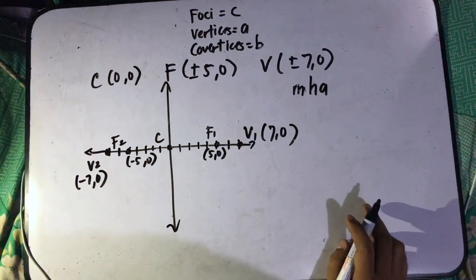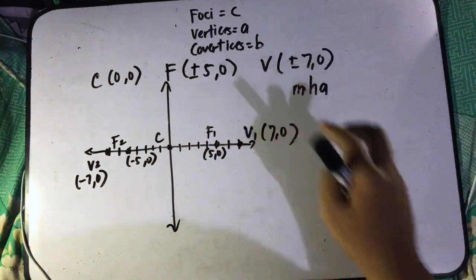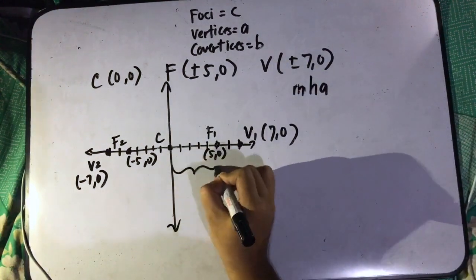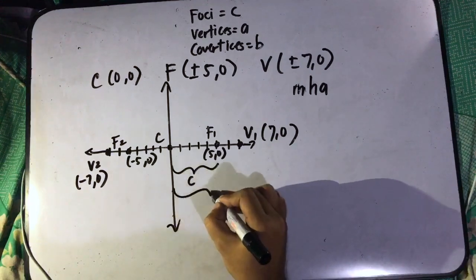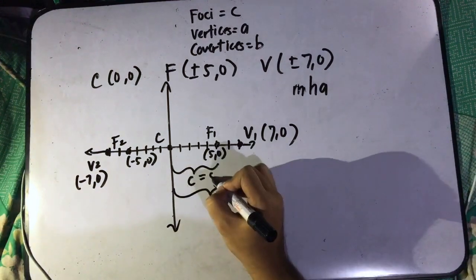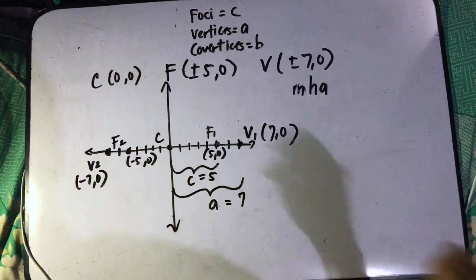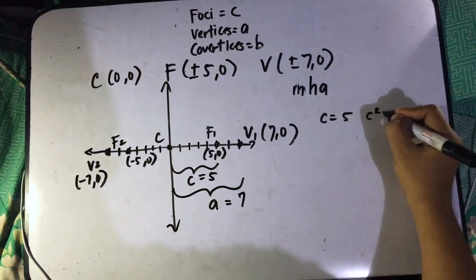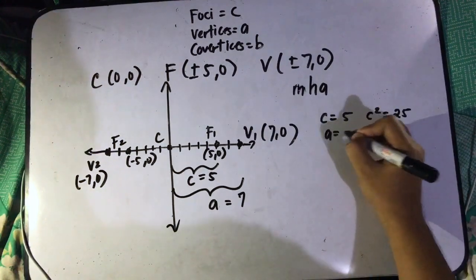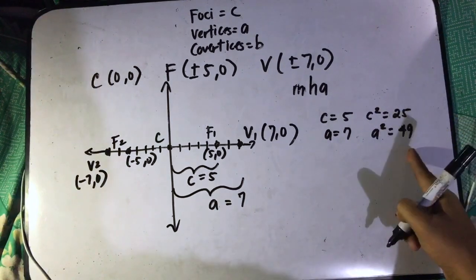Okay, so this is the foci and this is the vertex. Alam natin na mula dito papunta doon, that is C, at mula sa center papunta sa V, that is A. Ilan nga yung C? 5. Ilan yung A? 7. Okay, therefore, if C is equal to 5, C squared is equal to 25. And if A is equal to 7, A squared is equal to 49.